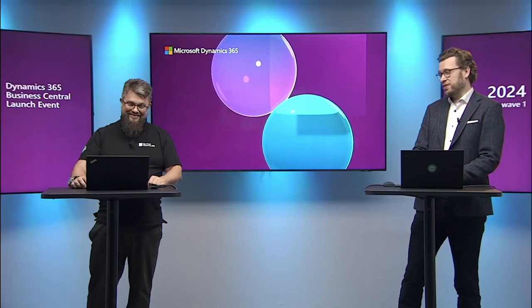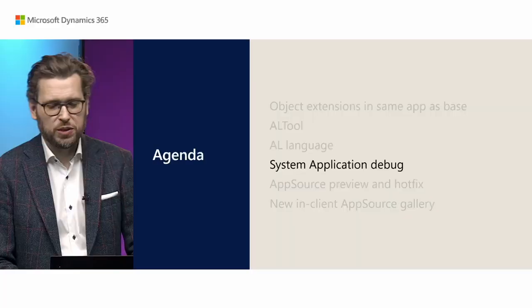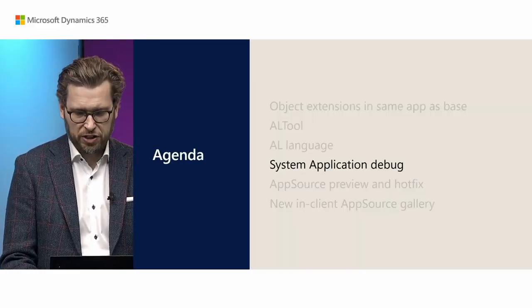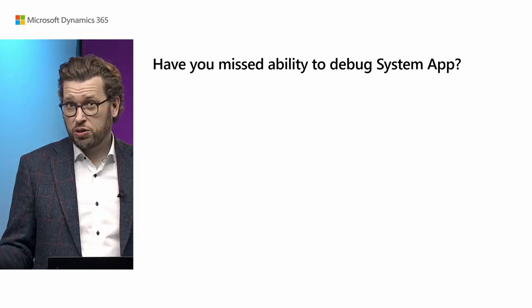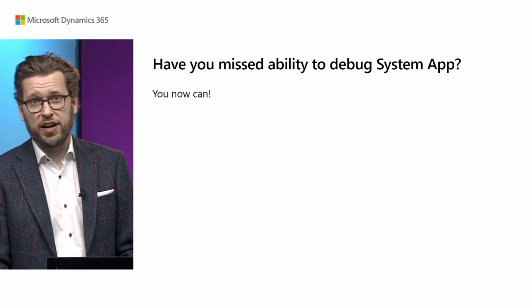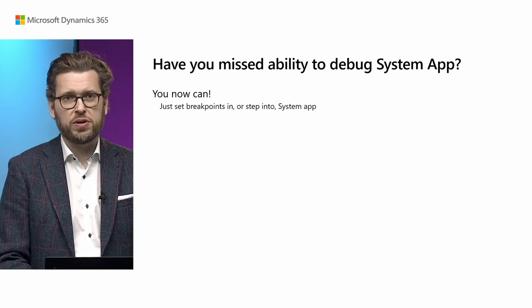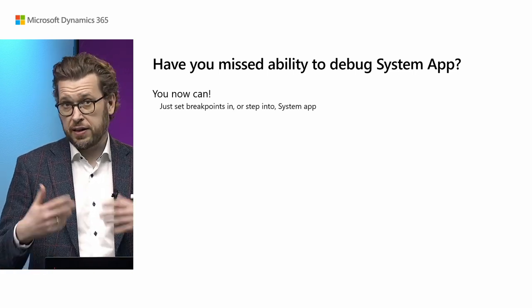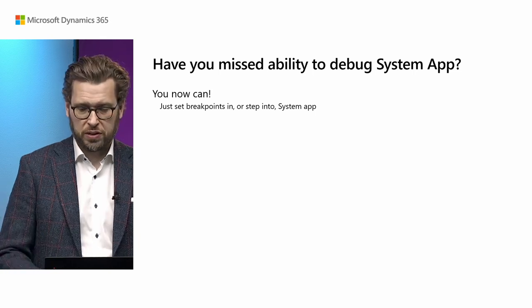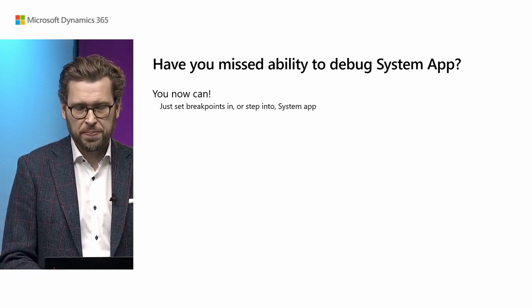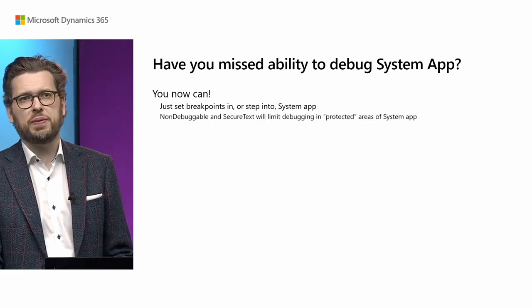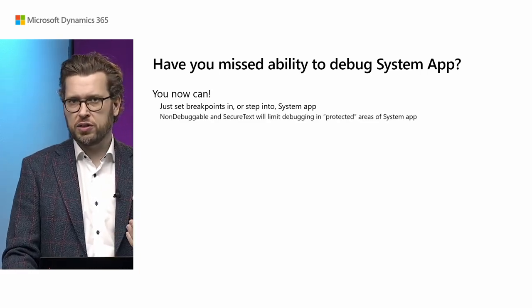Talking about debugging, Peter, you also have an important update. Yes, thank you, Stefan. Another feature that partners have been asking for a long time has been the ability to debug the system application. And have you also missed that? Well, now you finally can. So just set breakpoints in code and in the system application code, or step into it and debug the system application. Note though that we are still respecting the non-debuggable and the secure text that will limit debugging in protected areas of the system application.